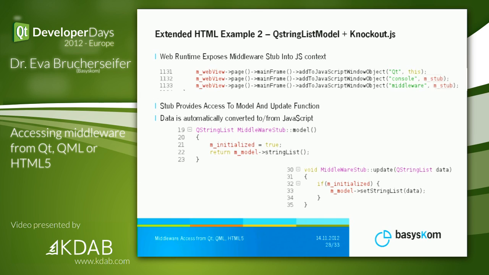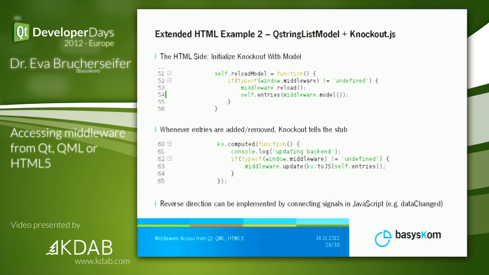And the other one is update. This is the part where the JavaScript code supplies a JavaScript array, which will be automatically translated to a QStringList, and I set the string list on the data model. This might not be the best way because it doesn't trigger data changed signals, but it's for demonstration purposes. It works, and you can do it more verbose and more correctly, but this is just to show how it could work.